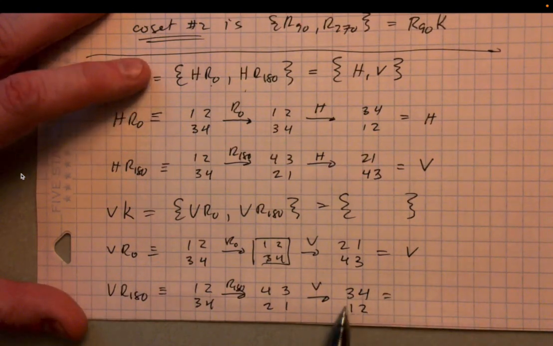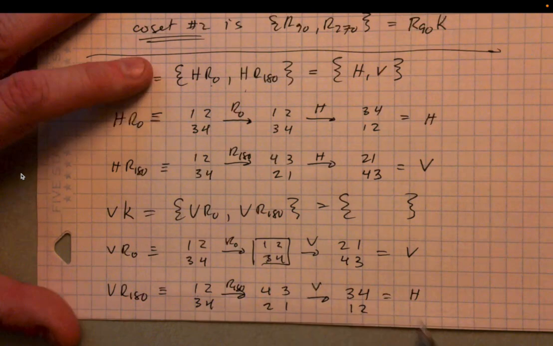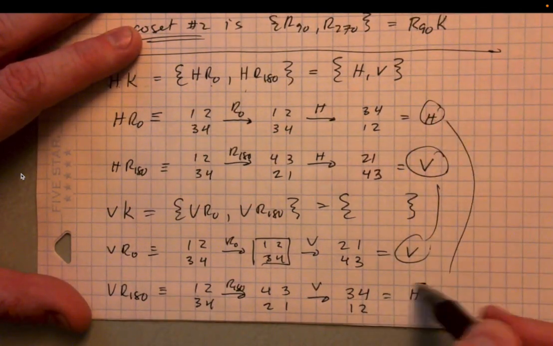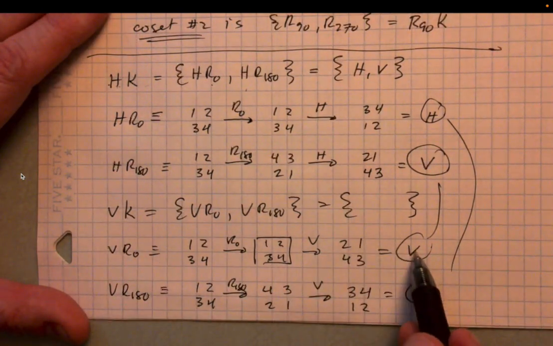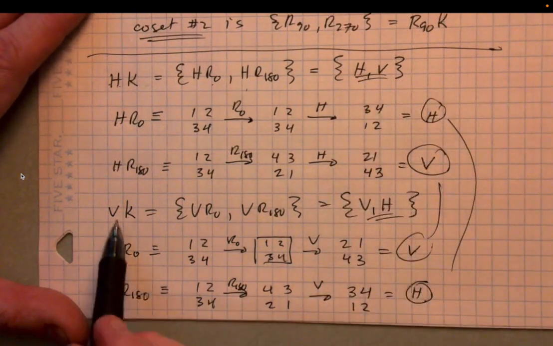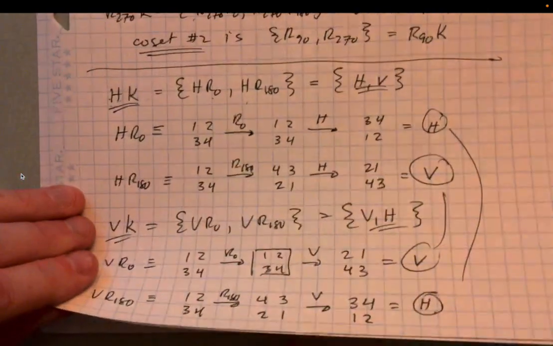Okay. Now a 3, 4, 1, 2 is really just the same thing as an H. It's a horizontal flip, isn't it? So look at here. These two are the same, and these two are the same. Right? So that tells me that VK is V and H. So I've got HV and VH, so that means HK and VK are in the same coset. So that tells me what coset number 3 is equal to.